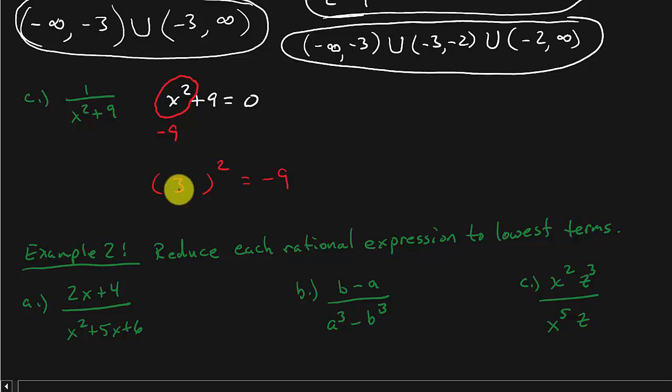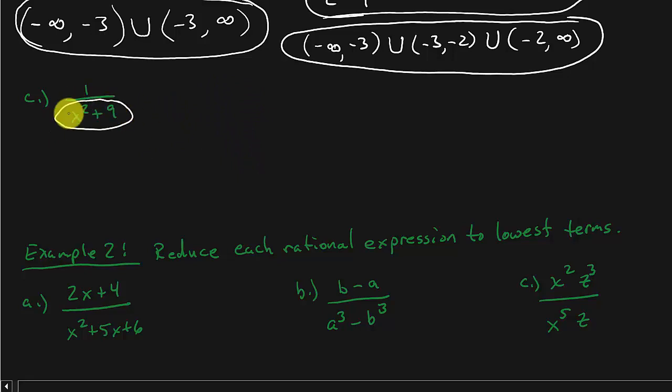Well, if I put a 3 in there, 3 squared is positive 9, so that doesn't work. And what about negative 3? Well, negative 3 times negative 3 is positive 9 also. So that's not going to work either. So there's nothing that I can square to get negative 9. So there's nothing that will make that 0. That denominator will never be 0. So my solution, my domain, is the set of real numbers.